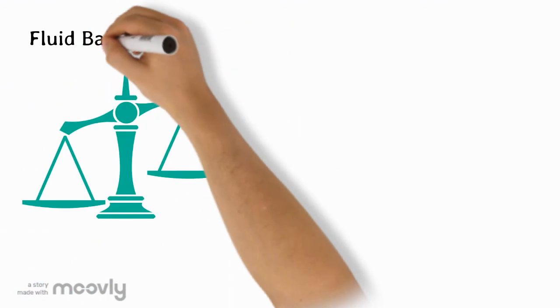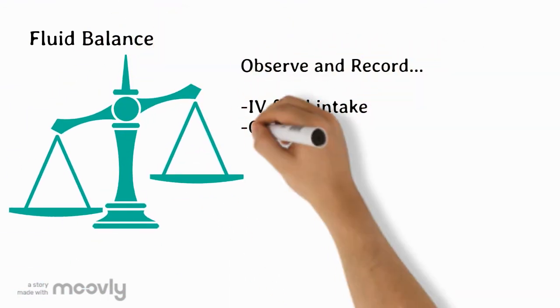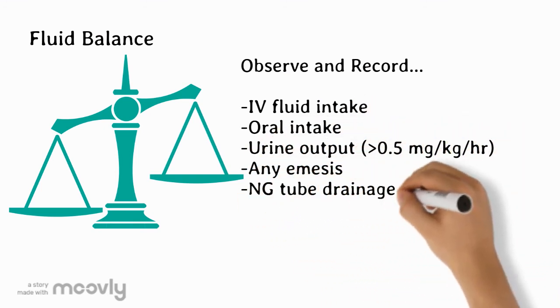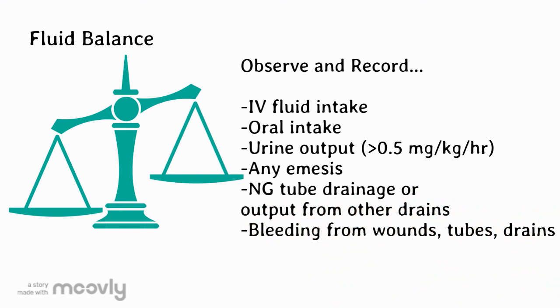To understand if there's a fluid balance, nurses should assess IV fluids and other infusions, as well as any oral intake. Urine output should be greater than 0.5 mL per kg per hour. If the patient has a Foley catheter, the nurse should ensure that the line is patent. She should monitor for output from tubes and drains or fresh bleeding from any surgical wounds.